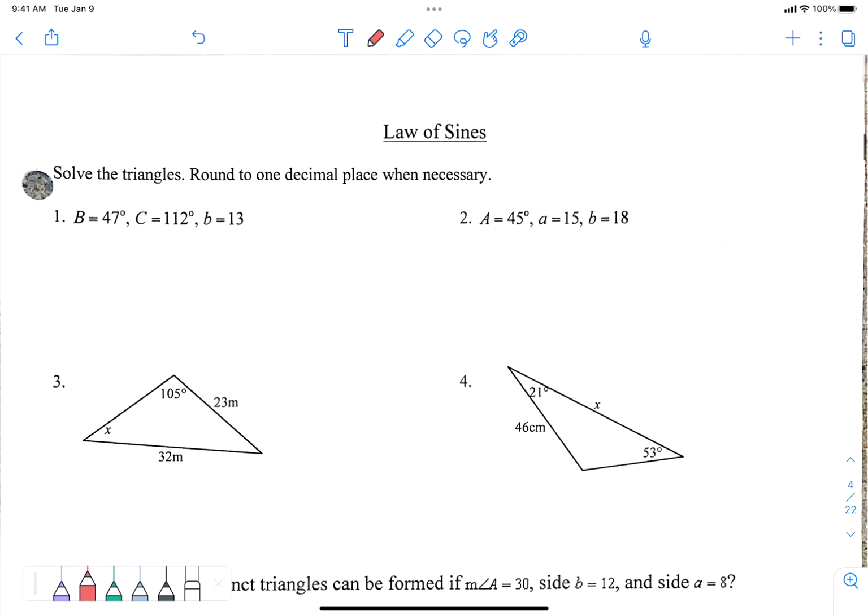Kelsey, you little bat. Why did you take my pencil? You stole my pencil. Okay? That is mine. 1 through 4.